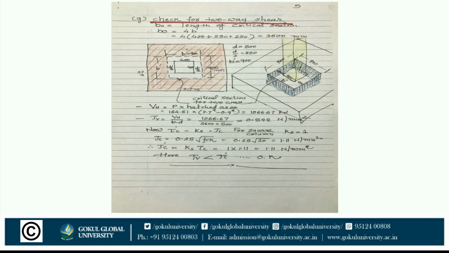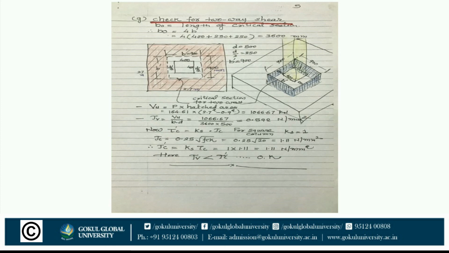So factored shear force will be P into hatched area. P is equal to 164.61 into hatched area, which will be 2.7 square minus 0.9 square, which is equal to 1066.67 kilonewton. Now tau v is equal to Vu upon b0 into d. Vu is equal to 1066.67 upon 3600 into 500, which will be equal to 0.592 Newton per mm square.